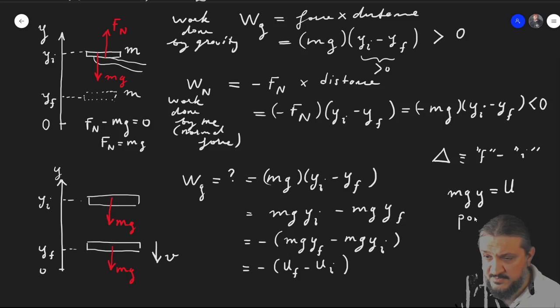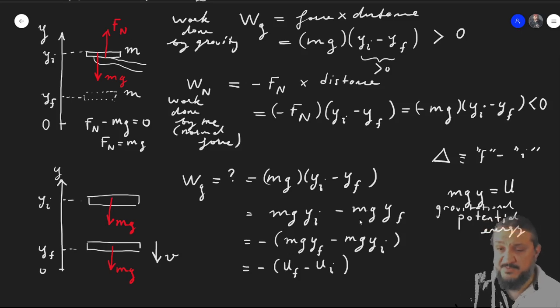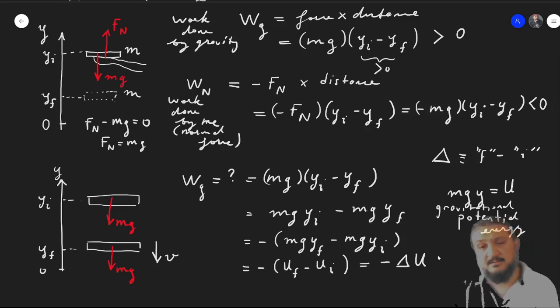So we call this the potential energy. We also define it as gravitational potential energy. Well, it has to have a dimension of energy because it's equal to work, right? So it has to be some form of energy. And now we can write it as negative delta U.